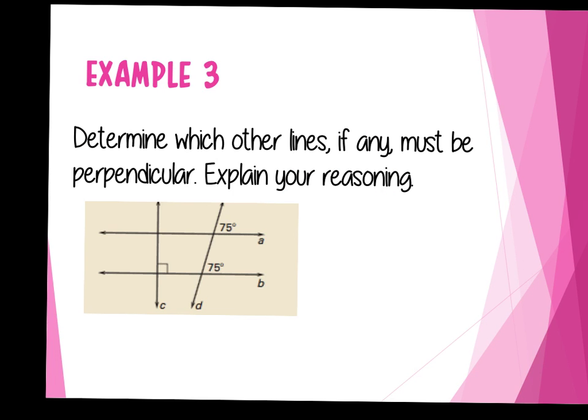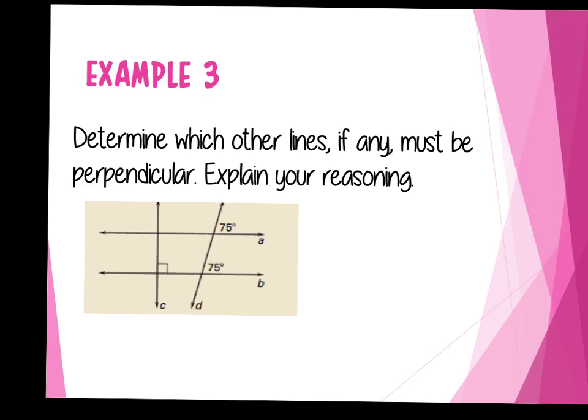All right, example 3 says determine which other lines, if any, must be perpendicular and explain your reasoning. So what's given to you is that C is perpendicular to B, right? Everybody sees that? Okay, is there another line that's perpendicular? A is perpendicular to C. How do you know that? How do you know they're parallel?